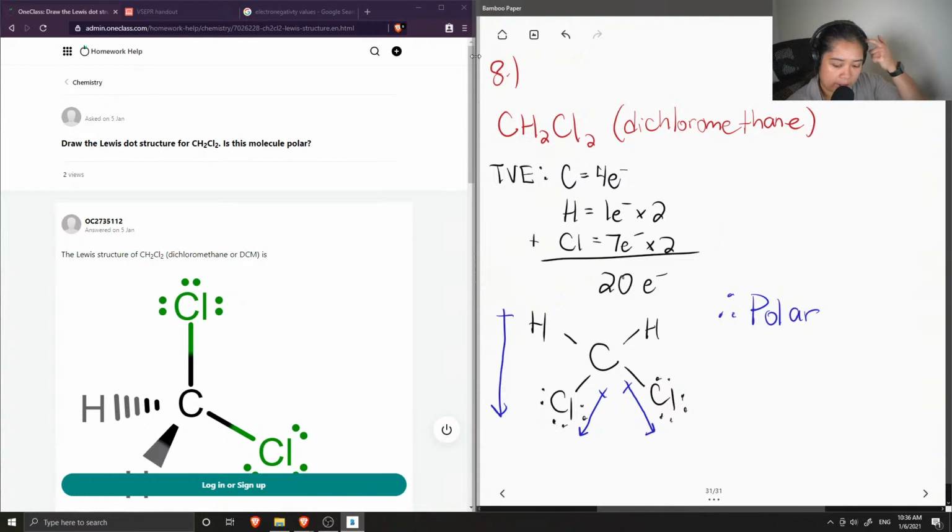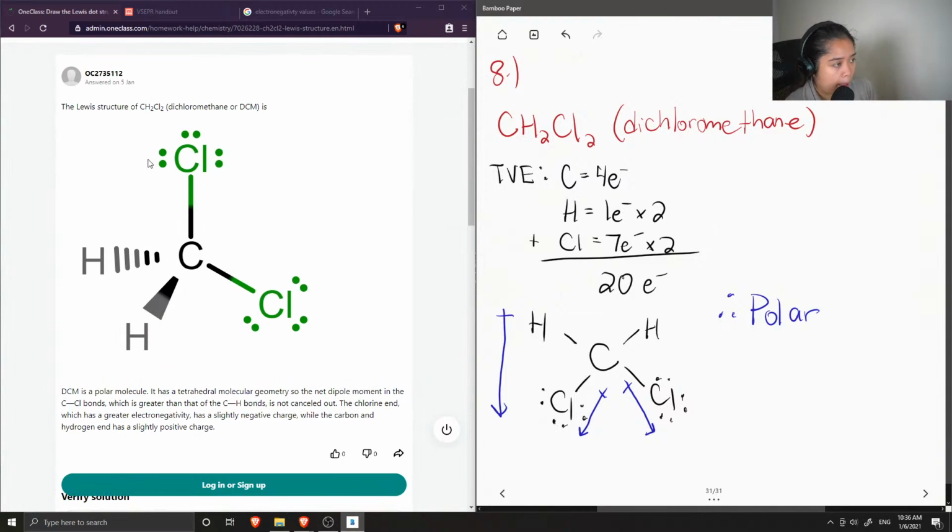If the 2 hydrogens were also chlorine atoms, then all the bonds would cancel out and you would get a nonpolar molecule. But since the two hydrogens are not electronegative enough to cancel out these chlorines, this is why the molecule as a whole is polar. And now let's see what the junior tutor said.